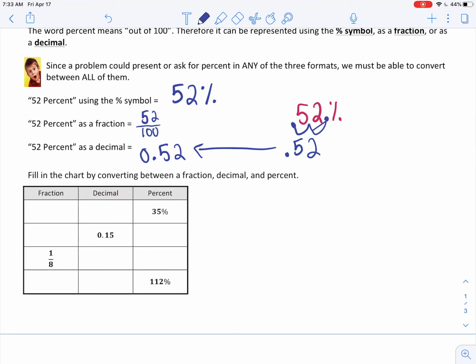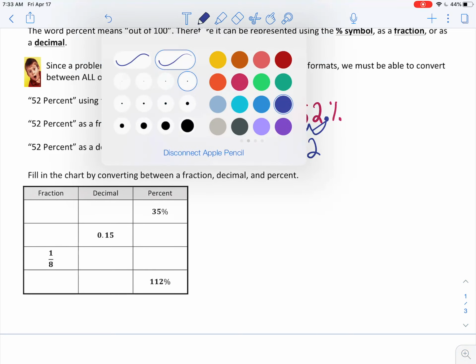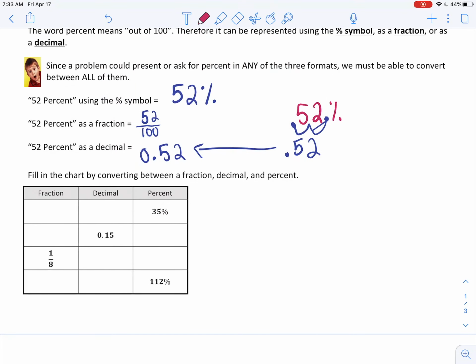Fill in the chart by converting between a fraction, a decimal, and a percent. Okay, so in this first row here, they give us 35%. All right, if I want to write that as a decimal, remember I'm going to move my decimal 2 spots to the left. So right now, it's after the 5. If I want to move it 2 spots to the left, 1, 2, decimal would be 0.35. And as a fraction, 35% would be 35 over 100. Because percent means out of 100.